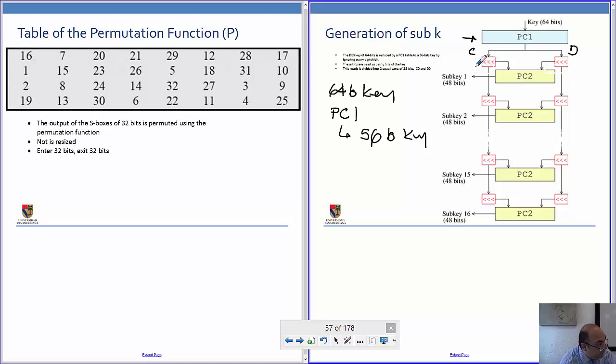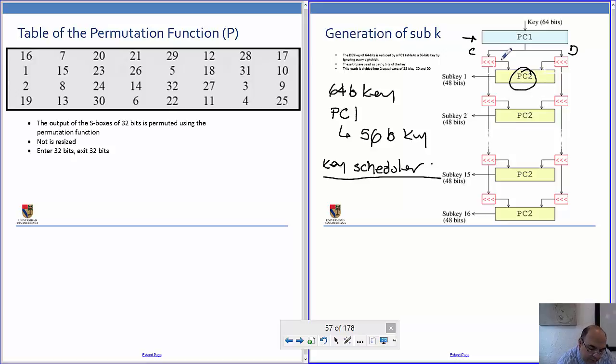And here we have the shift. How many bits are we going to shift? It depends on the round. So we are going to have a key scheduler that I'm going to show you right now in the next slide. That will give me how many bits, 1 or 2 bits. The output of that will be the input of the next shift, but also the input of permuted choice 2.